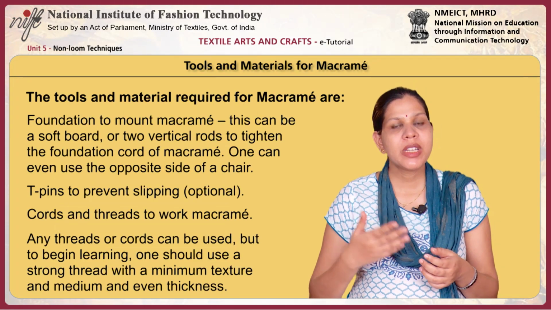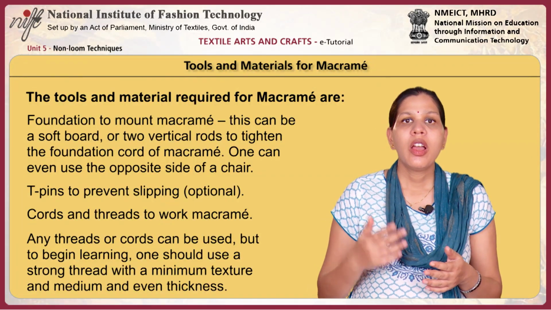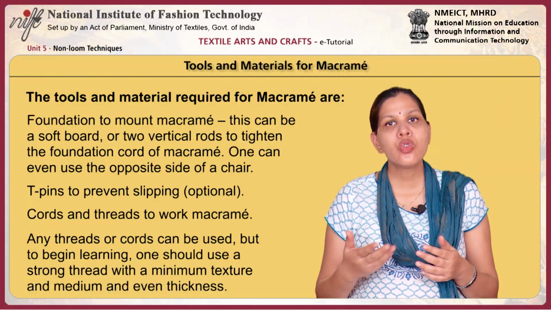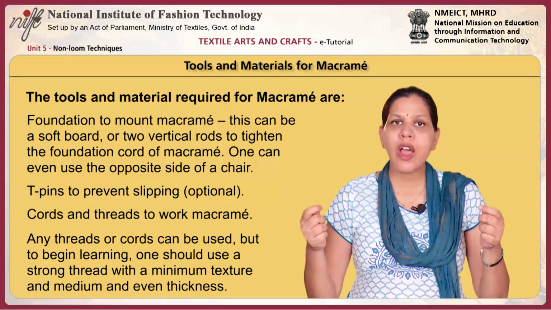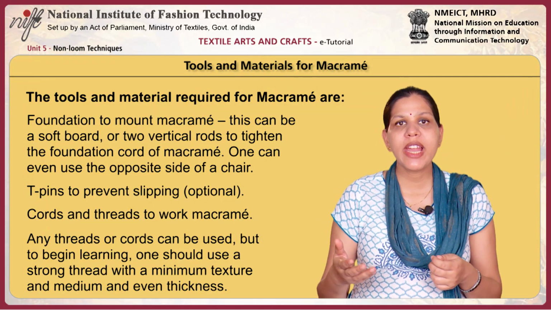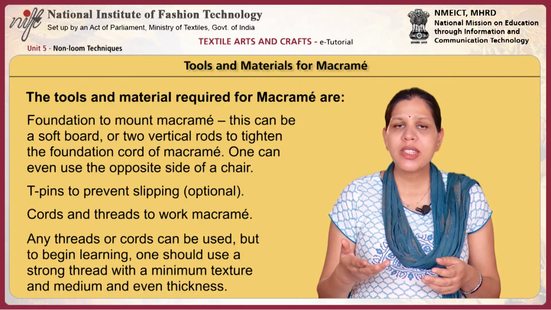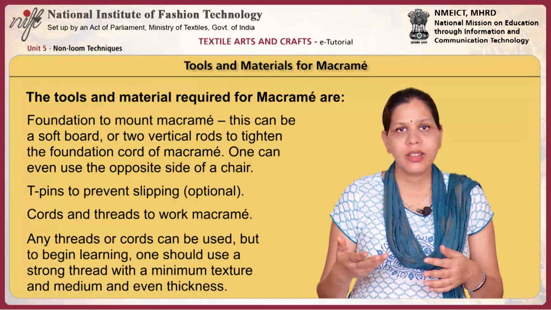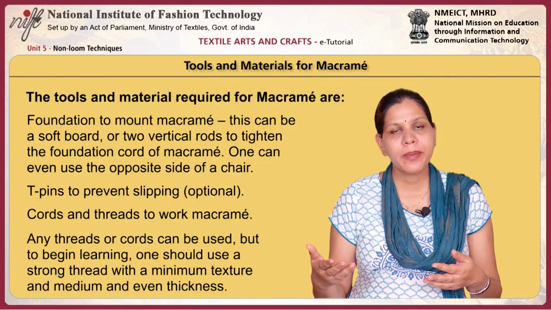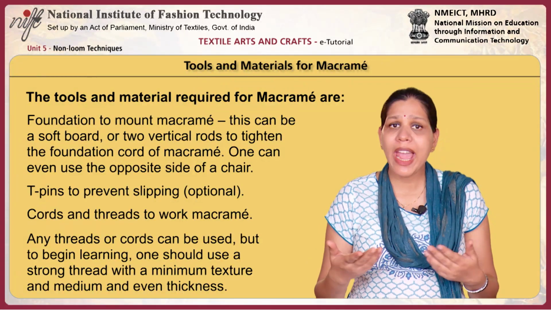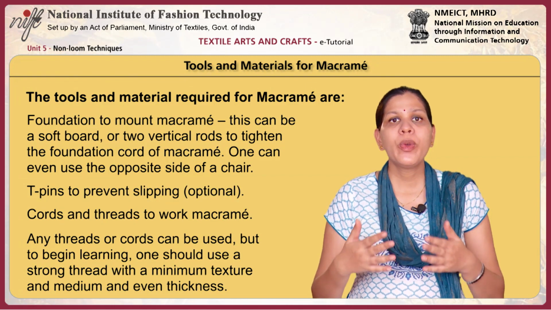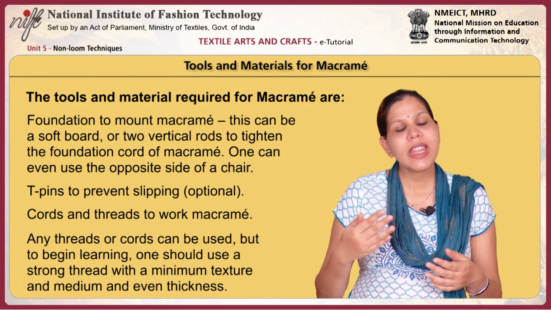These are the tools and materials required for macrame. A foundation to mount macrame. This can be a board or two vertical rods to tighten the foundation cord of macrame. One can even use the opposite side of a chair. T-pins can be used to prevent slipping. This is optional. Cords and threads to work macrame. Any threads or cords can be used, but to begin learning, one should use a strong thread with a minimum texture and medium and even thickness.